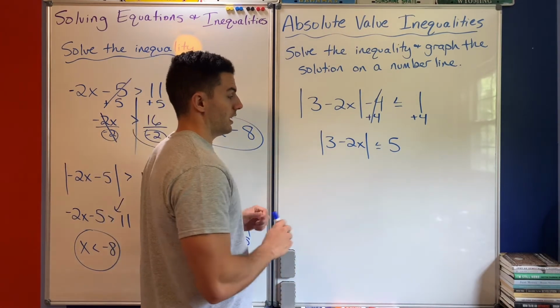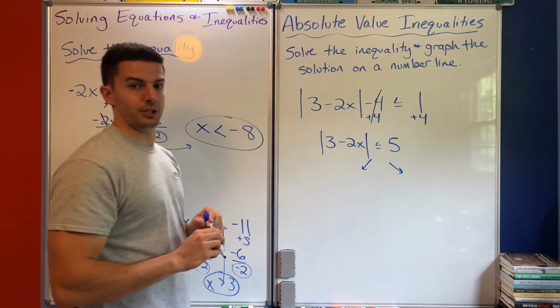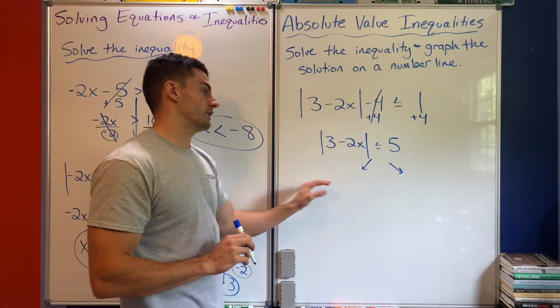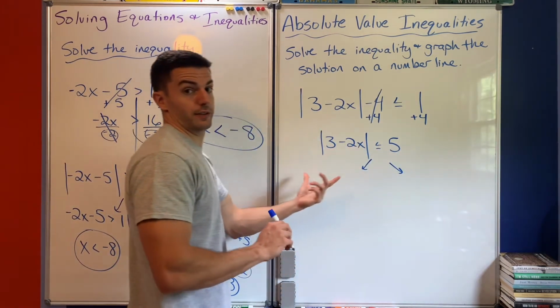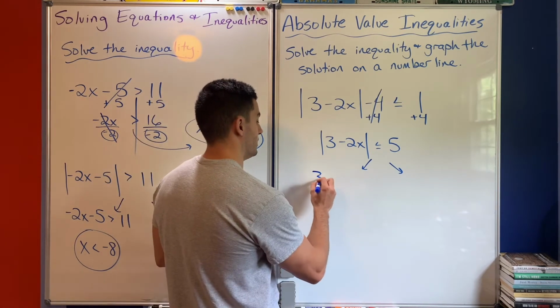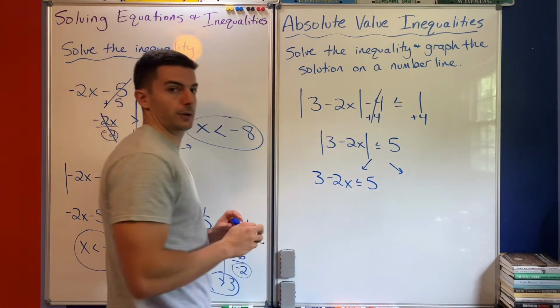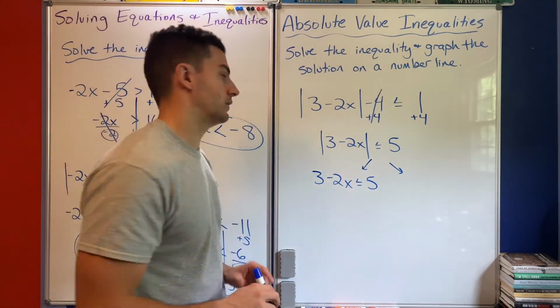And now I split it up into two separate inequalities. And again, the first one is going to be the exact same as it shows, just without the absolute value bars. So it's going to be 3 minus 2x is less than or equal to 5. That's how my first one is. And then I just solve that out for x like normal.